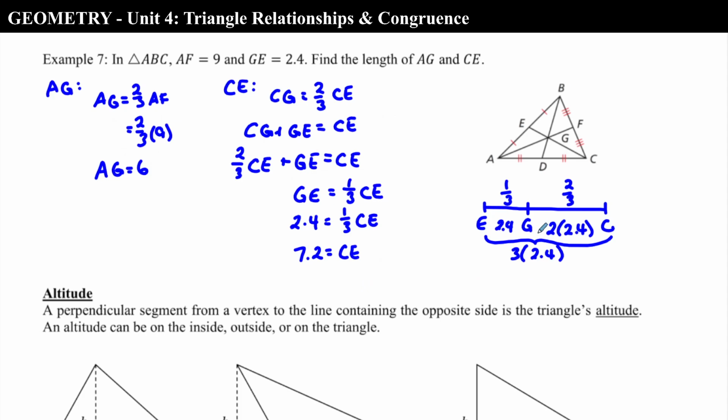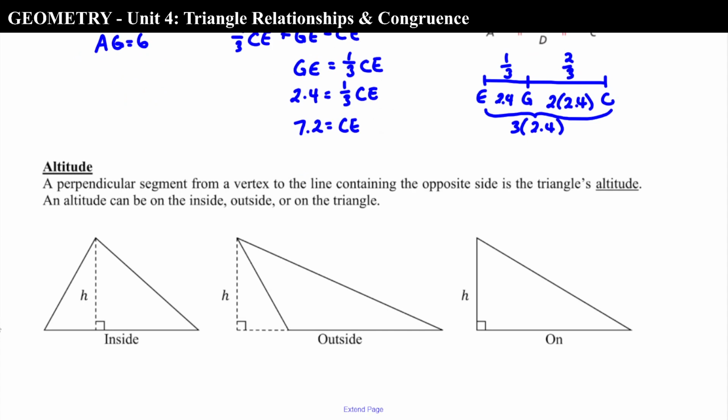All right. Let us take a look at the last topic. One last side note before we wrap up this section and this unit. Let's talk about altitude, because this will be popping up again in a couple of units. So let's go ahead and get this vocabulary down now. A perpendicular segment from a vertex to the line containing the opposite side is the triangle's altitude. And altitude can be on the inside, outside, or on the triangle itself.